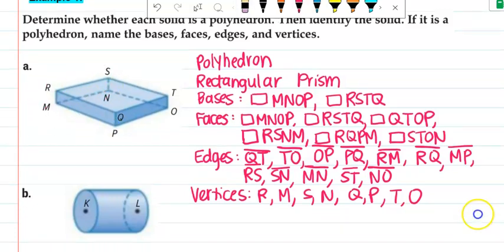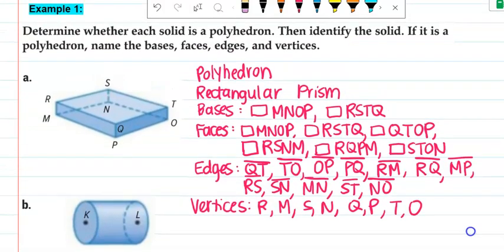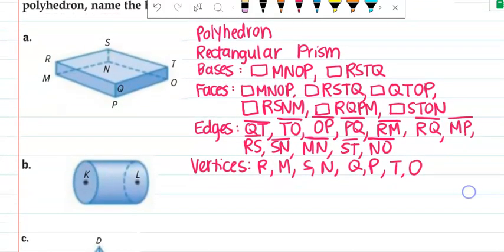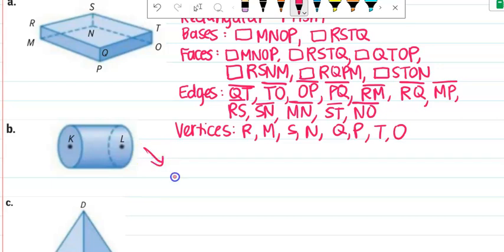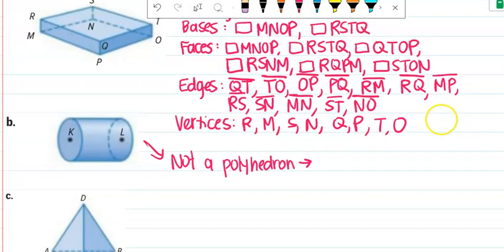Okay, and just for fun, let's do the next one. So it says we have to determine if it's a polyhedron. This one is not a polyhedron, because it has curved edges, right? And if we have to name it, does it say name it? Yes, identify the solid. This is a cylinder.